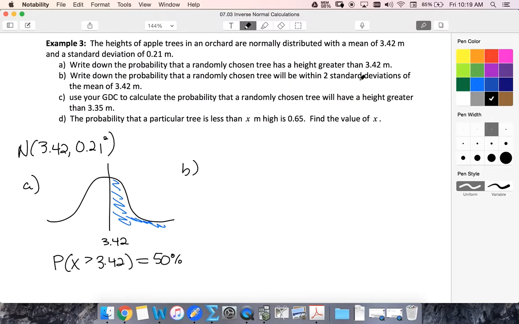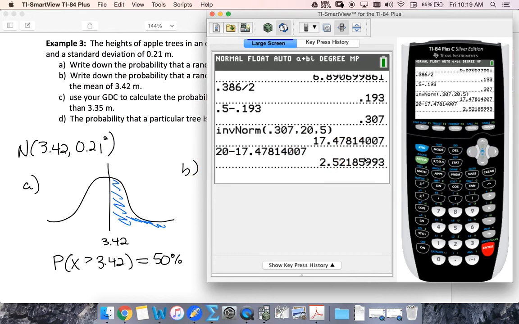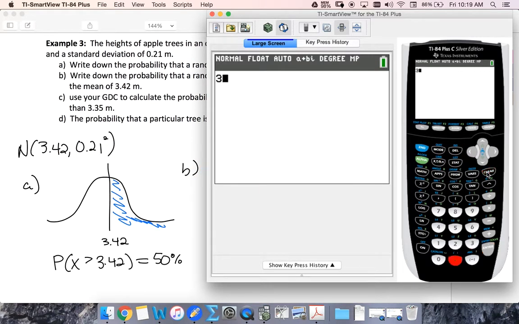Probability within 2 standard deviations of the mean. So I've got my mean plus 2 standard deviations. So that's going to be 3.42 plus 2 times 0.21. Put that in my calculator. Let's get a clear screen. 3.42 plus 2 times 0.21. 3.84.